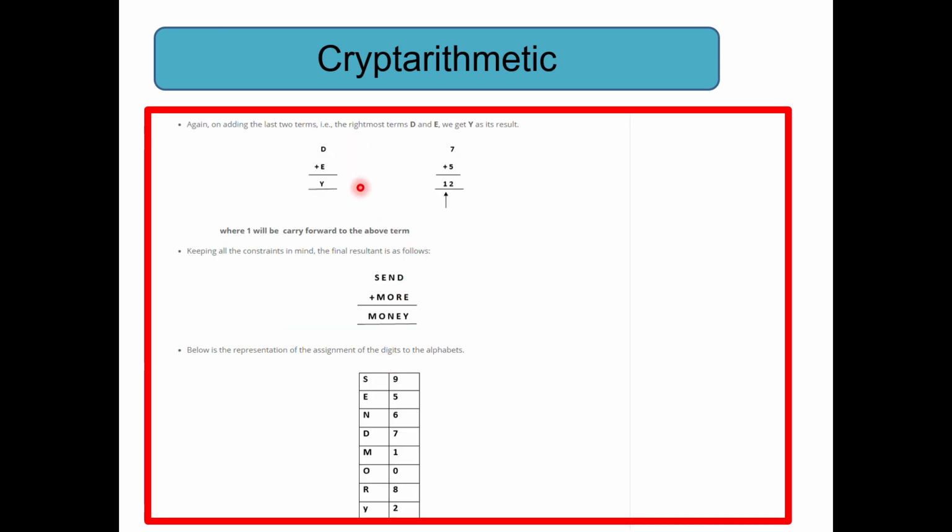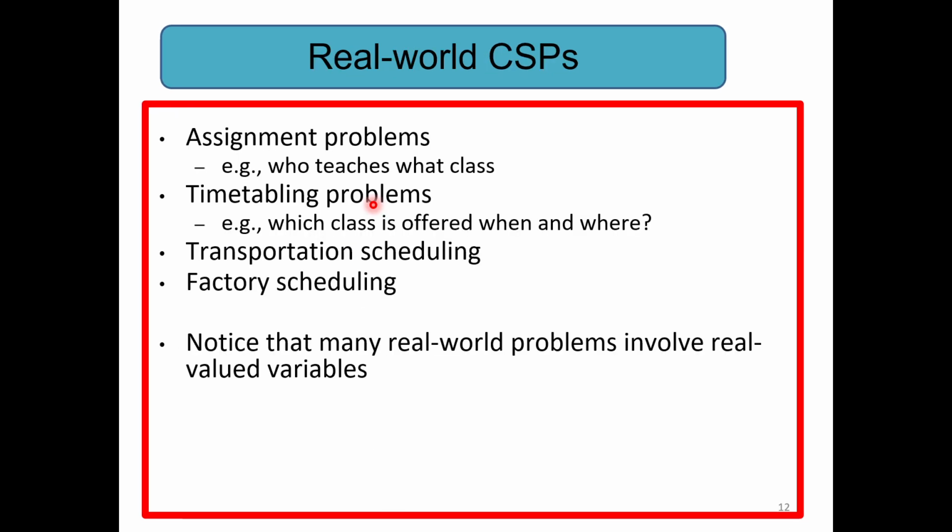Then D plus E, take some numbers, and you have to give the carry to the next digit. Finally, if you add SEND and MORE you'll get MONEY. These are the numbers we get from these calculations. This way you can solve cryptarithmetic problems. In the real world, this may be useful for solving assignment problems, timetable, transportation scheduling problems and factory scheduling problems.